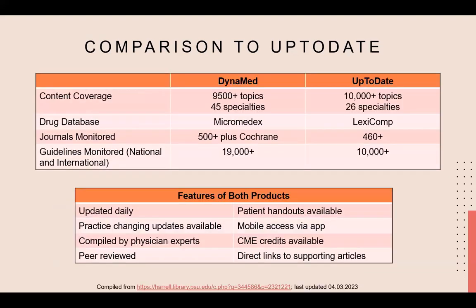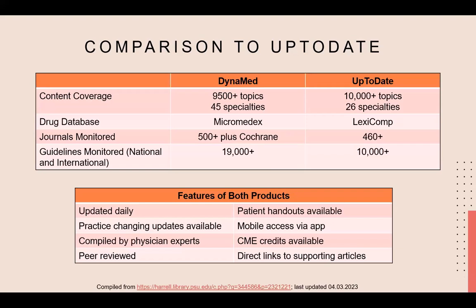So here's some of this basic comparison of the two. Content coverage is similar. There are more specialties identified in DynaMed than in UpToDate. They use different drug databases. They both monitor journals. DynaMed also monitors the Cochrane database. They are both monitoring guidelines. DynaMed has a little bit more extensive coverage on that, perhaps more international guidelines than UpToDate.